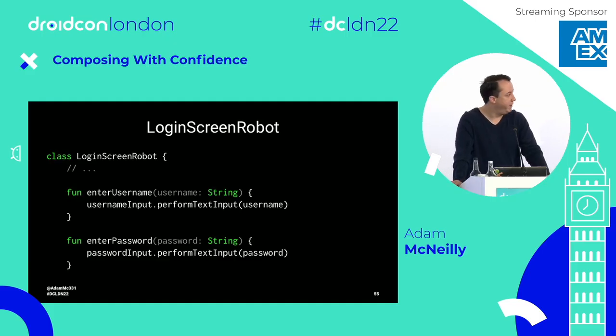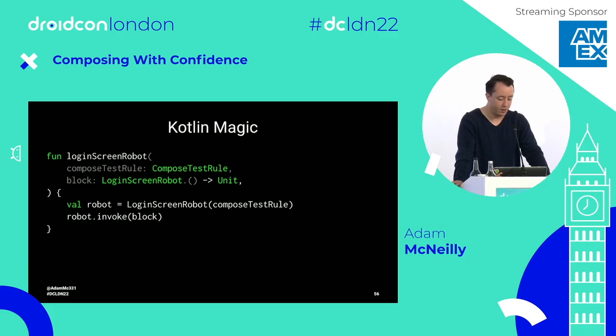And then, brief tangent, but we can look at some Kotlin magic to make this really nice to work with, which is let's make a function called loginScreenRobot that takes our compose test rule and then some block of actions that we perform on a login screen robot. And then what we're going to do is create the robot and then invoke those actions. I know it sounds confusing what this is doing here, but what it looks like is we can write this.